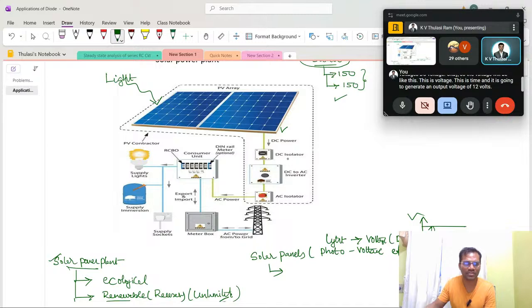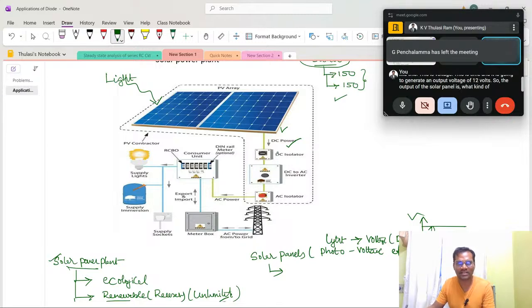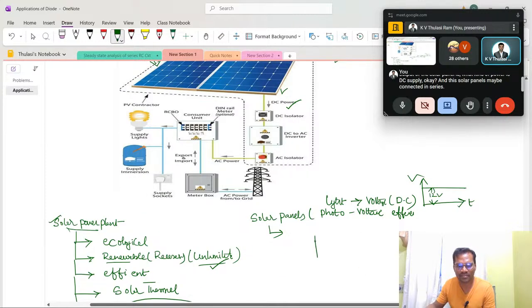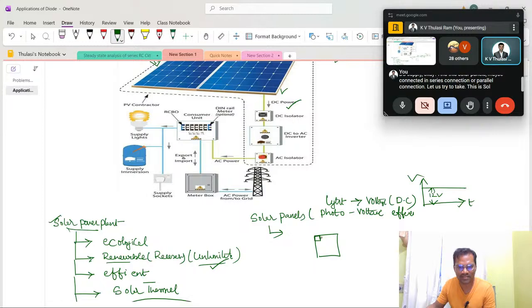So the output of the solar panel is what kind of power? It is DC supply. Okay, and these solar panels may be connected in series connection or parallel connection. Let us take this is a solar cell. Solar cell will generate voltage, and all of these will be connected in series connection, and ultimately the output of the solar panel is a DC supply.